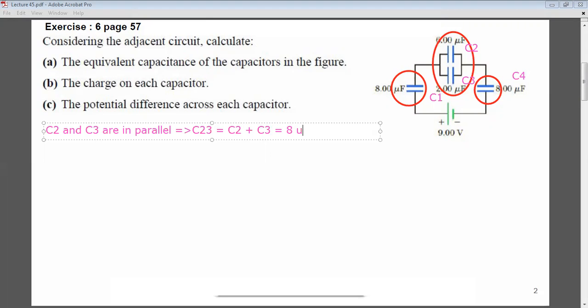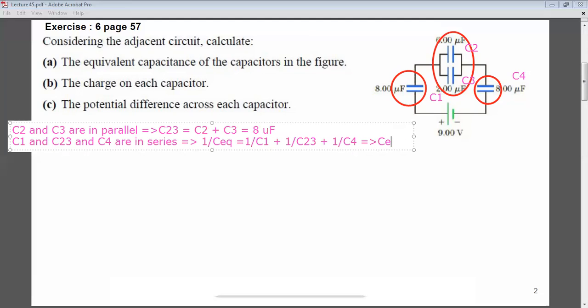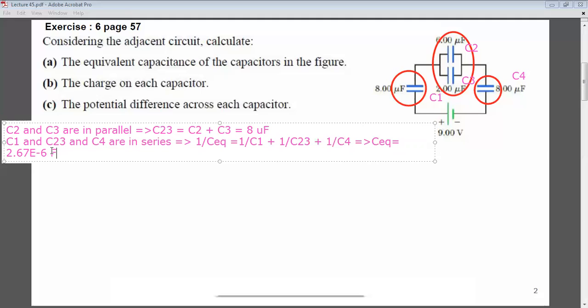plus 6 microfarad, 8 microfarad. Then C1 and C2 and C4, 1 over C equivalent, or 1 over C1 to 4, is equal to 1 over C1 plus 1 over C3 plus 1 over C4, and from this I will get C equivalent is equal to 2.67 times 10 to the minus 6 farad.